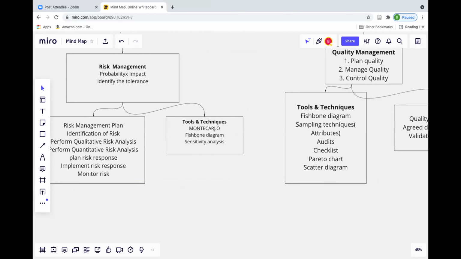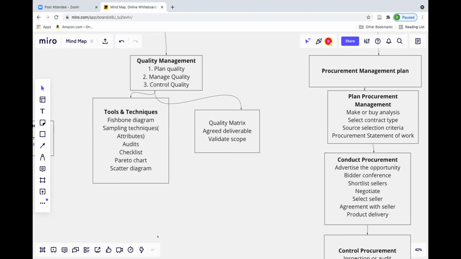So the next part is quality management, which includes planning quality, managing quality, and controlling quality. The tools and techniques are fishbone diagrams, sampling techniques, attributes, audits, checklists, the 80-20 diagram or Pareto chart, scatter diagram, and so on. It also includes quality metrics, agreed deliverables, and validating the scope.